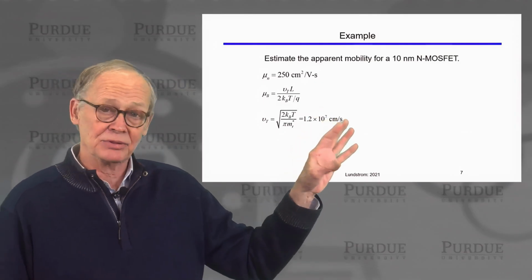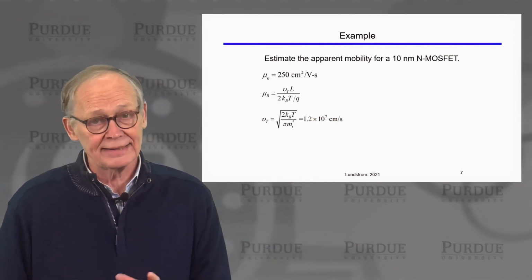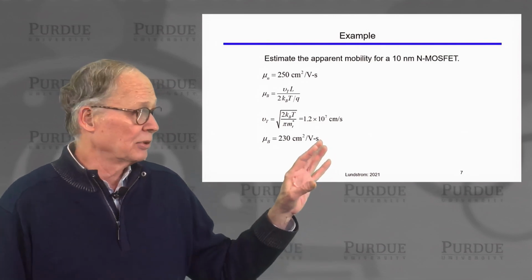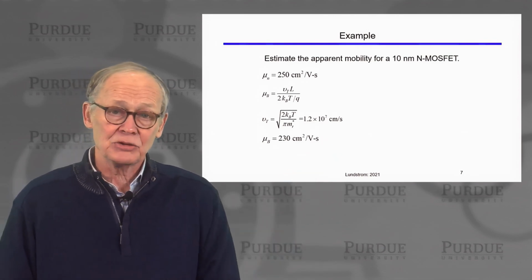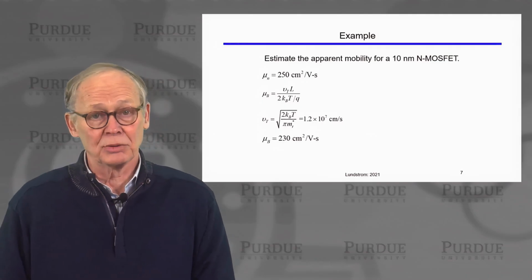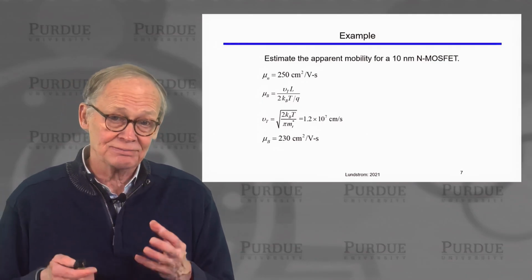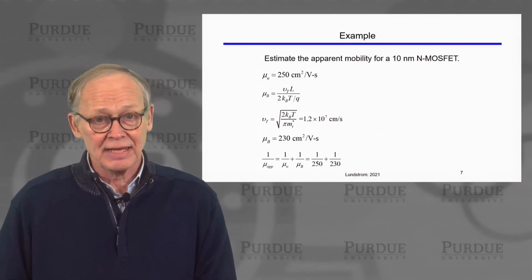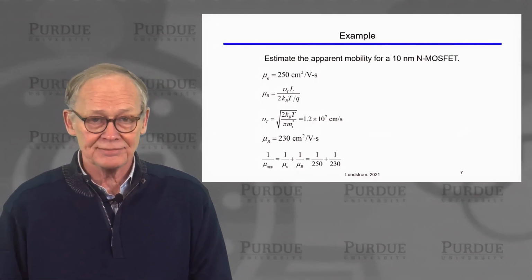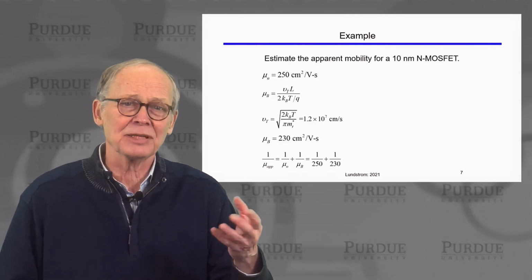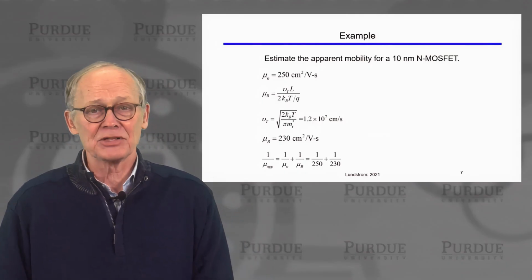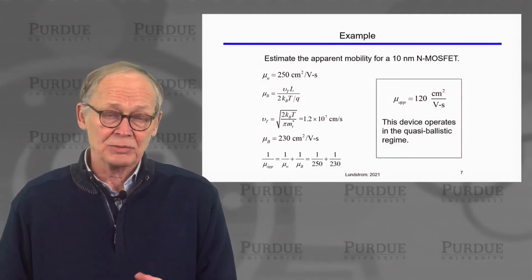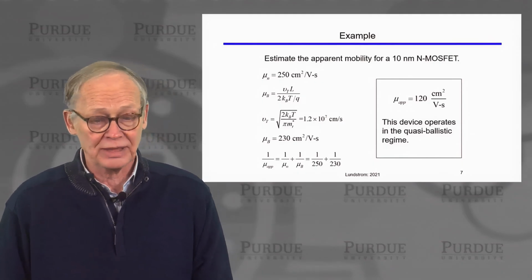First of all, we have to compute the unidirectional thermal velocity, and that's easy to compute. If we put that together, we deduce a ballistic mobility of about 230 centimeters squared per volt second, close to the actual diffusive mobility. That means when we put them together and compute the apparent mobility, this is the mobility that the MOSFET would seem to display when we measure its IV characteristics, we would find that the apparent mobility is about 120 centimeters squared per volt second.